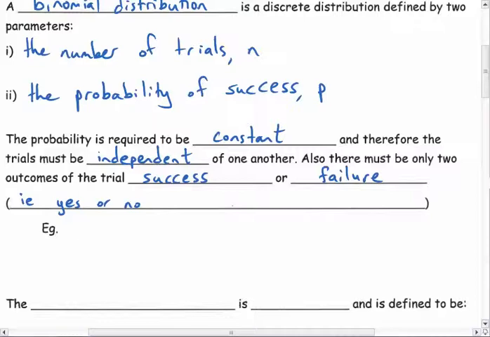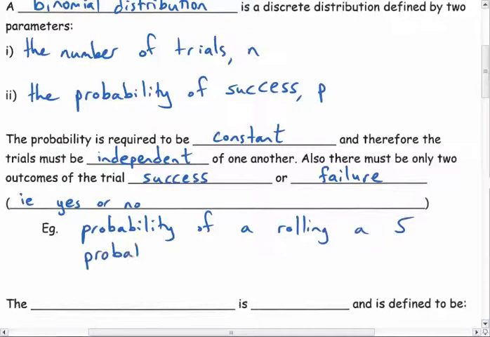So an example is the probability of rolling a 5 versus the probability of getting not 5, not rolling a 5. So rolling a dice can be an example of a binomial.